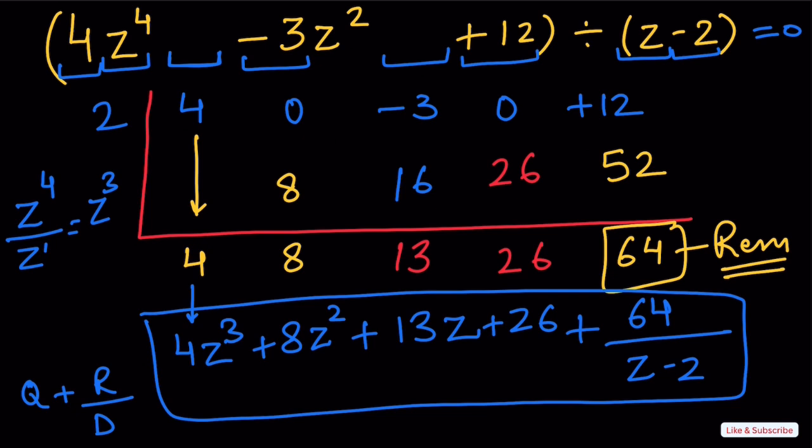That's how we divide any polynomial by a linear binomial of the type x plus a or x minus a using synthetic division.